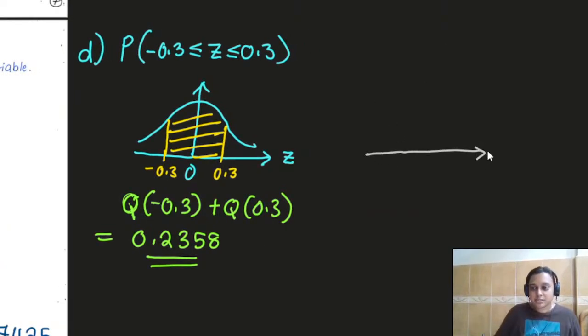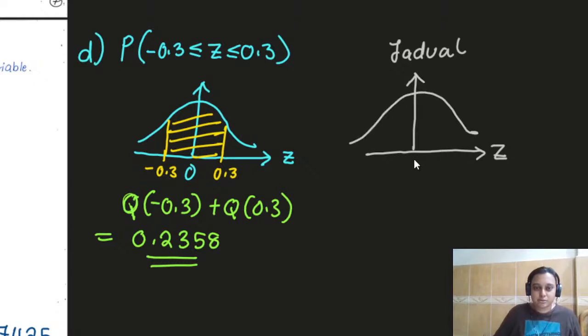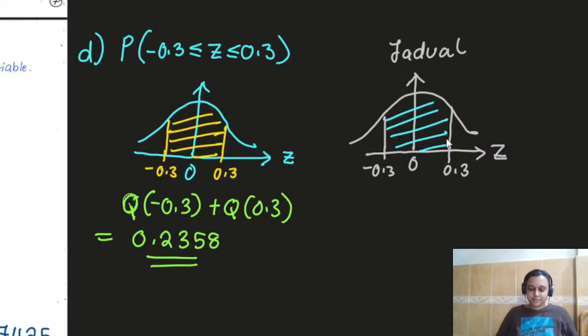the same process. Kita guna jadual, same process. Lukis dulu, jangan malas lukis. This one will be negative 0.3 going all the way to 0.3. Then we shade also the same thing. Shading. Okay, lepas shade.